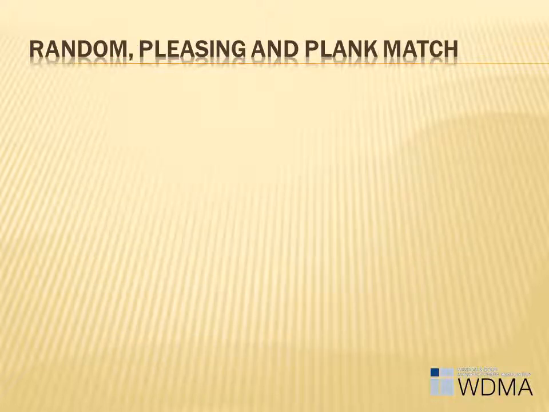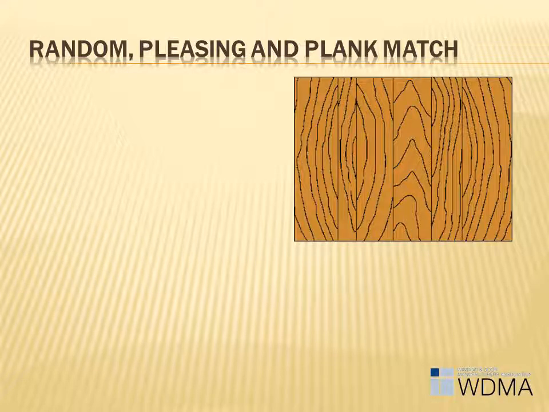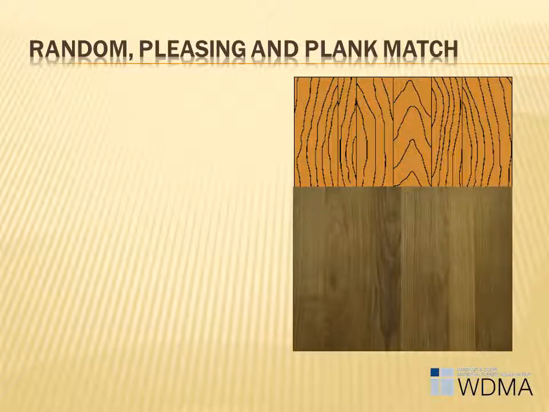Random, pleasing, and plank match are not commonly used for doors, but for some species these matches can create an attractive, more rustic appearance. Random match, or mismatched, is a face containing specially selected veneer pieces of varying widths from multiple logs with dissimilar color and grain. This produces a random board-like appearance.